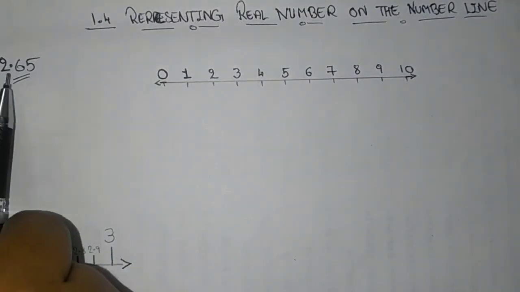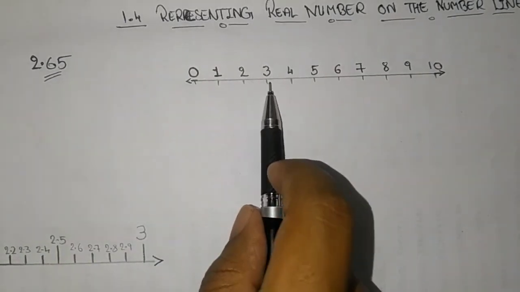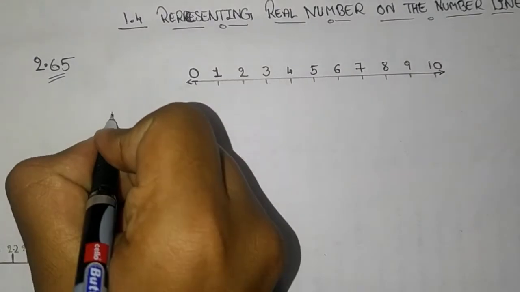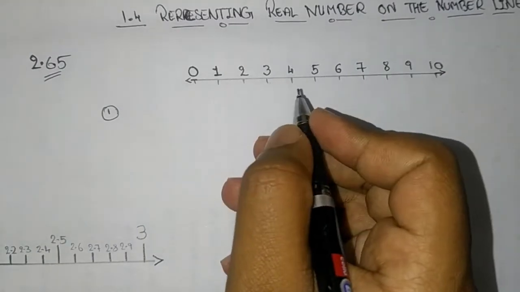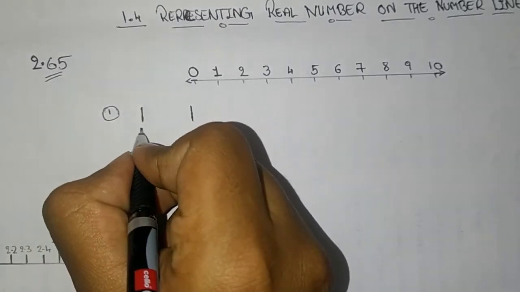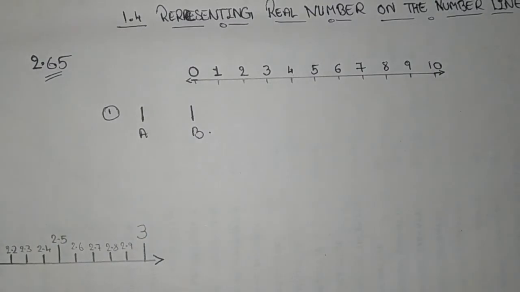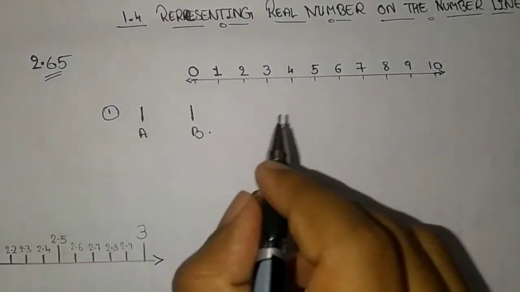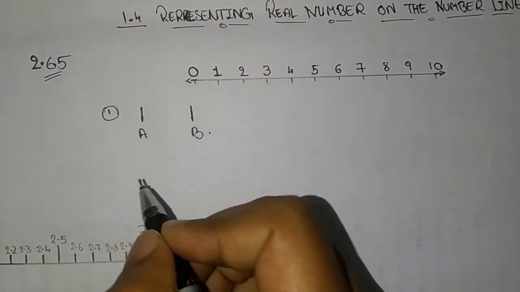You are supposed to locate 2.65, which lies between 2 and 3. First, check where 2.6-something lies in the scale. You need to check where one end and the other end are. Let us take the first end as A and the second end as B. Here the points are 2 and 3. I hope you are familiar with this.